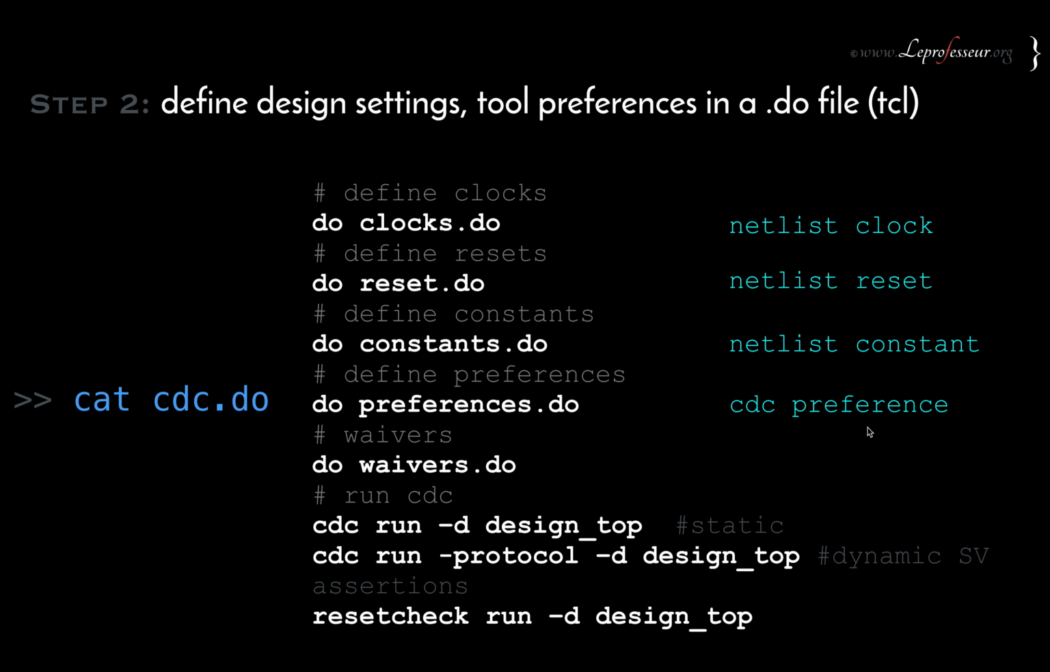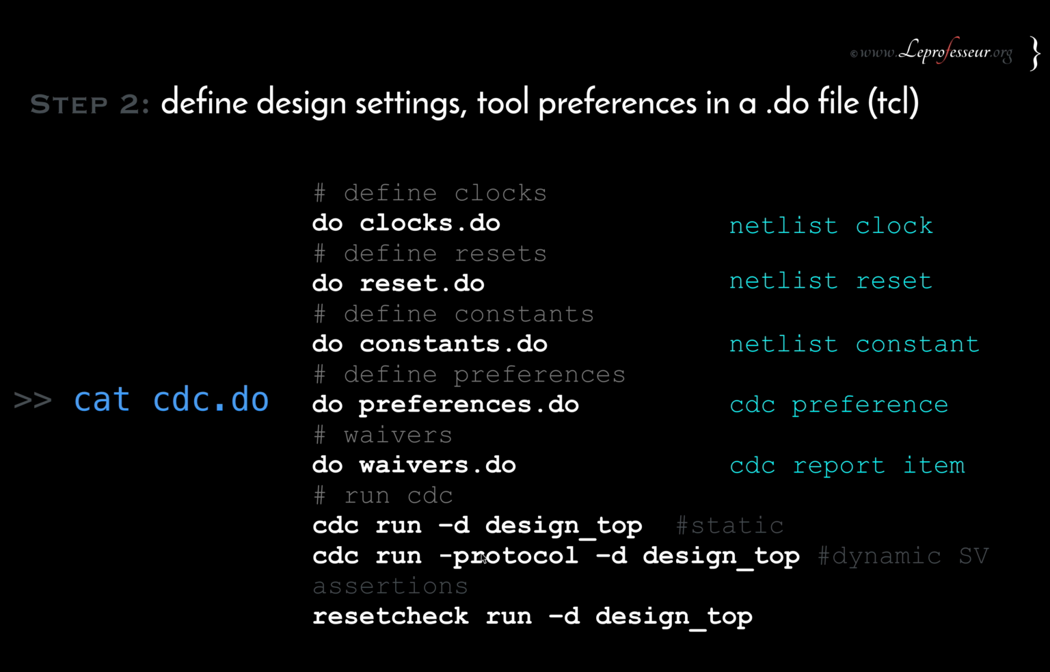For the preferences, CDC preference is the keyword or the tool command. Same way, waivers, CDC report item. These are keywords. Further description on the full command is needed in this file, but this is just to give an idea or an overview of how you can handle big designs. Then you can run the tool: CDC run -d design top. Good.